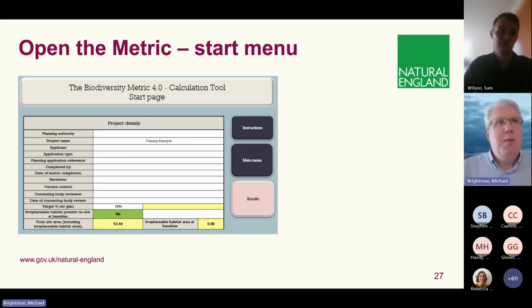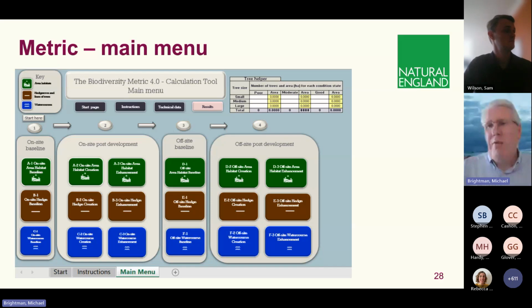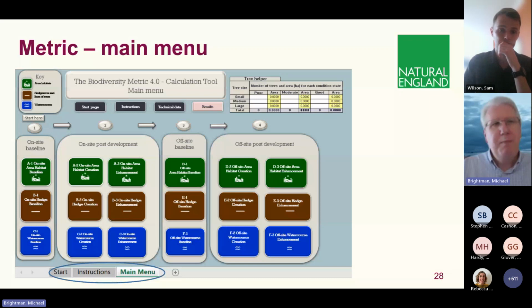So here's the start menu here, and then we'd click through to go to the main menu. And the coloured cells you see there relate to the 3 habitat types: green for area, brown for hedgerow, and blue for watercourse. As different tabs are opened, they appear along the bottom of the workbook. When you open a metric that's been submitted through the planning portal, all the tabs that are included within that workbook will already be open across the bottom.